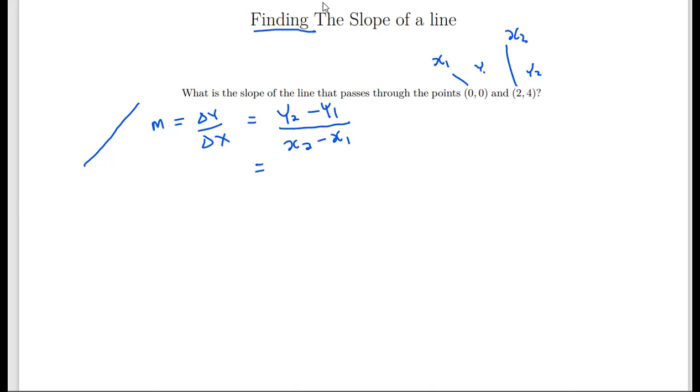So y2 is a 4. So we do 4 minus y1, which is a 0, divided by x2, which is 2, minus x1, which is 0. So here we now have, 4 minus 0 is just 4, and 2 minus 0 is 2.